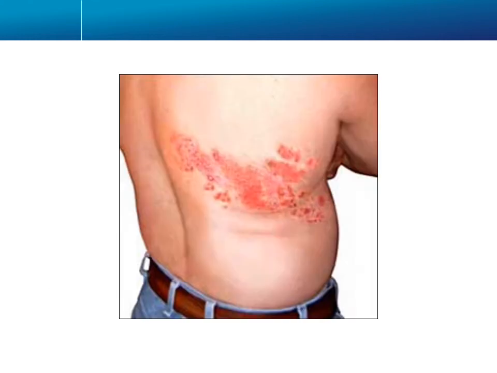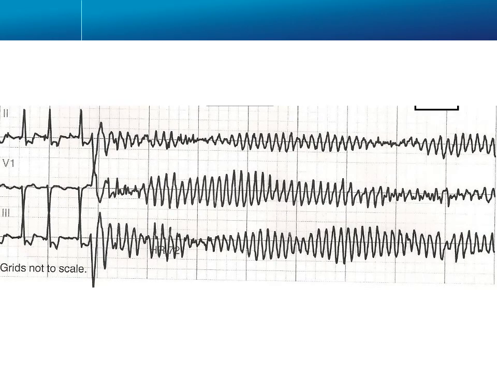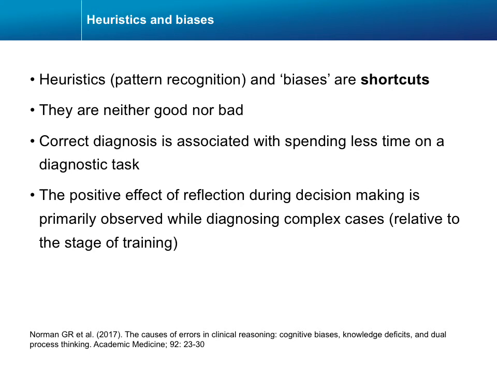If I see this patient with this rash, I will jump to the conclusion that this is shingles. And hopefully, if we're next to a patient on a cardiac monitor and this happens, we will leap into action immediately with very little thinking involved. These heuristics, these pattern recognition things or biases, they're shortcuts. They're neither good nor bad.